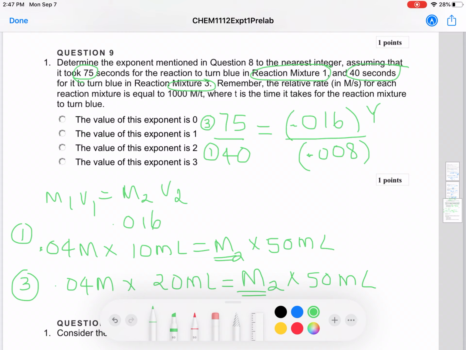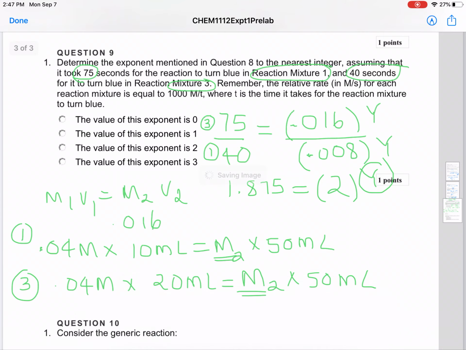Reaction mixture 3, 0.008, reaction mixture 1, 0.016. So both of these have the same exponent, y. So 0.016 over 0.008, that's going to be 2 from this side, 2 raised to the power y, and 75 over 40 is going to be 1.875. So we need to find out what this exponent y is.